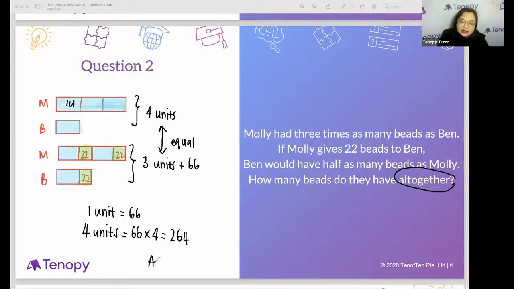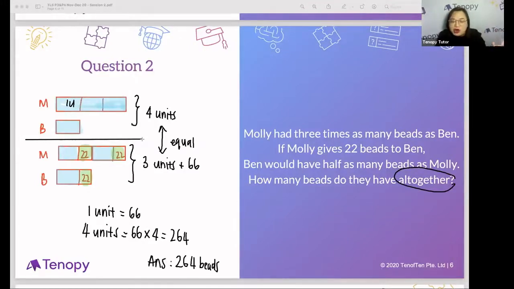So this is my answer, 264 beads. That's it. Pretty straightforward. It's all about getting the right model structure. Once you understand what is happening, solving it will be very easy. So in this case, let me go through again. I split my model into 2 parts. The top one is about before. The bottom part is after.